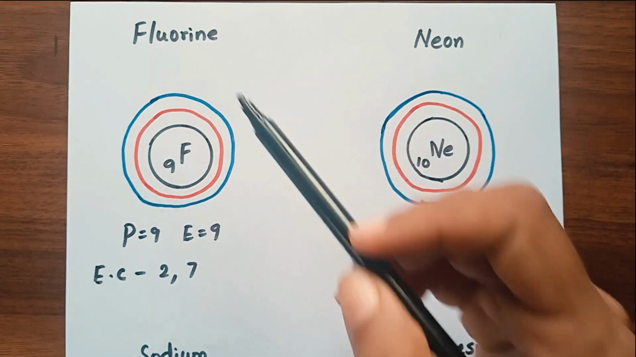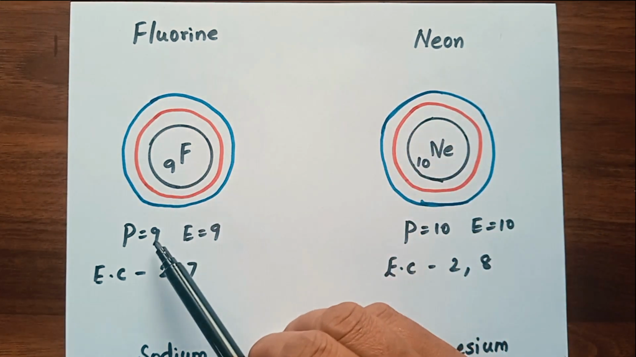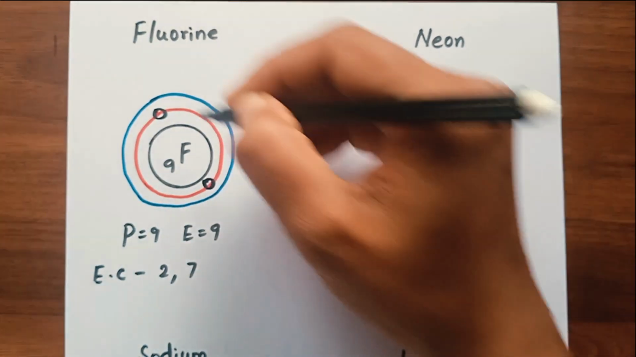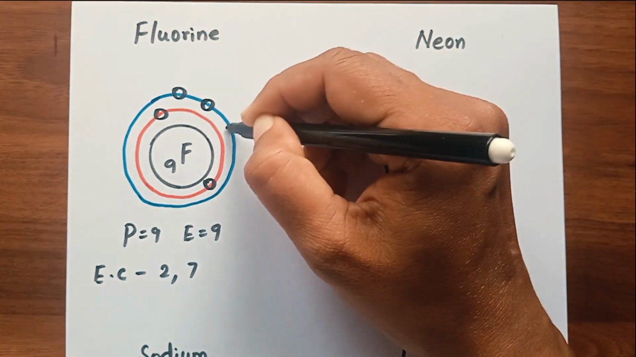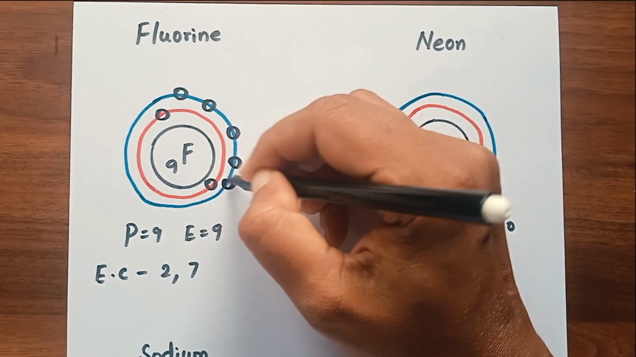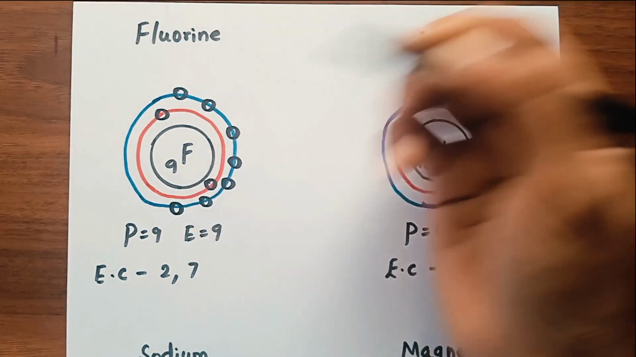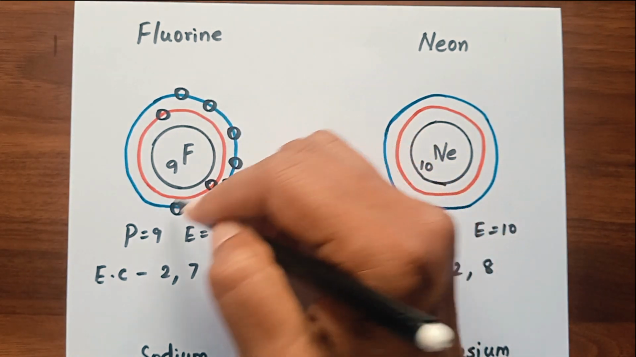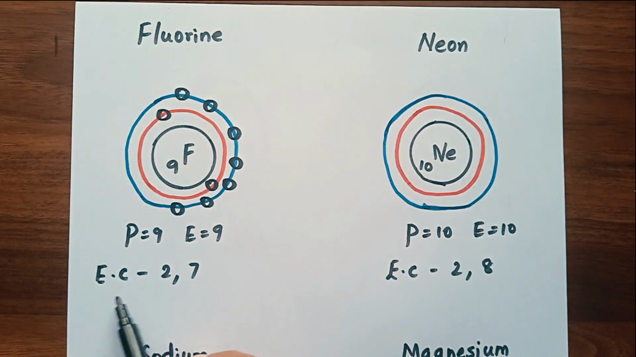Next we go for fluorine. Atomic number is 9. So number of protons is 9. Electrons is 9. So start filling. 1, 2, 3, 4, 5, 6, 7, 8 and 9. So 2 in the K shell. 1, 2, 3, 4, 5, 6, 7 in the L shell. So our electronic configuration is 2, 7.